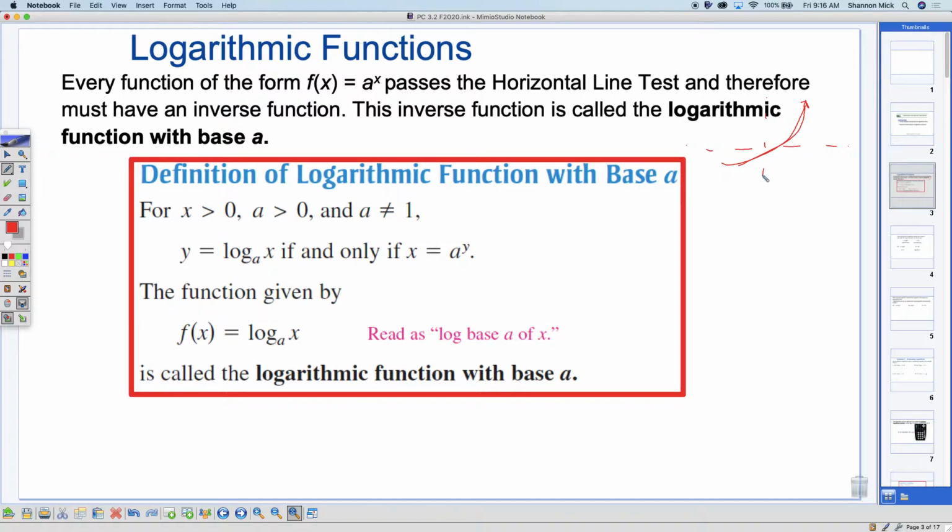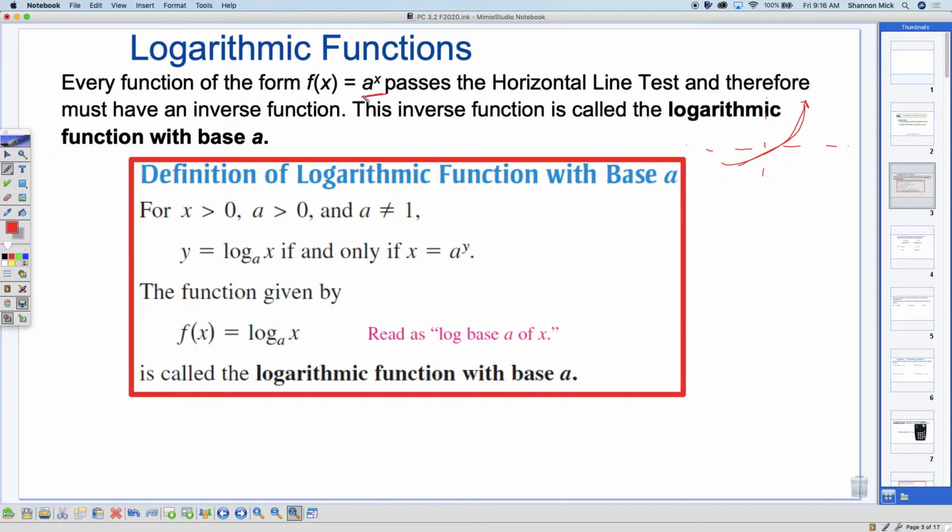So what a logarithmic function is, we got a lot of conditions. a has to be bigger than 0, and a can't be 1. Now, remember when we were talking about exponential, was 1 an exponential function? Was 1 to a power an exponential function? No, it's a constant, isn't it? It's always 1. So that's why a can't equal 1.